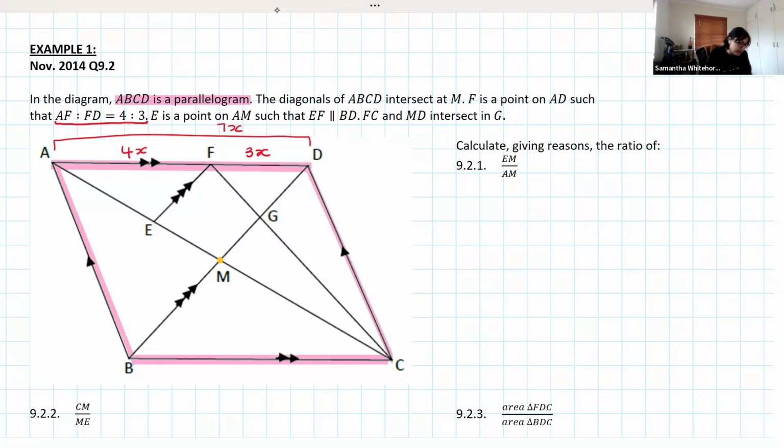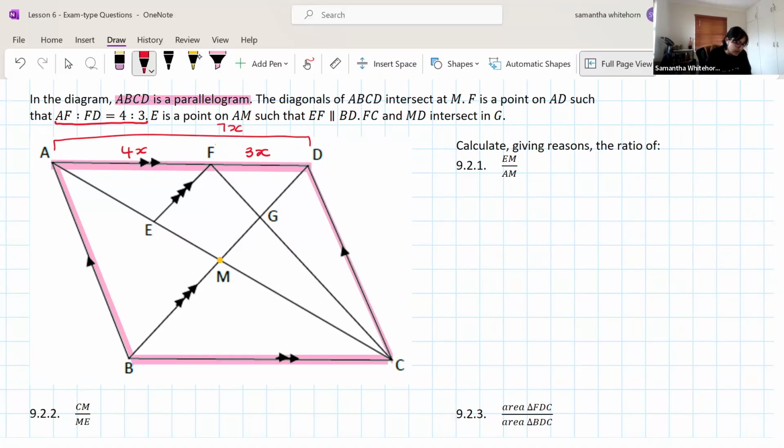E, so we can see E sort of in the middle on the diagonal, is a point on AM such that EF is parallel to BD. That's the one with 3 arrows on it. I'm going to highlight all the parallel sides in a second. And FC and MD intersect at G. We have all of that.